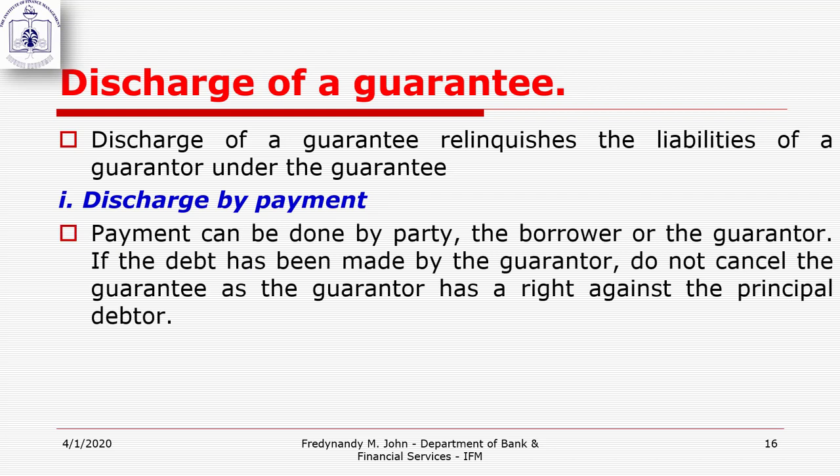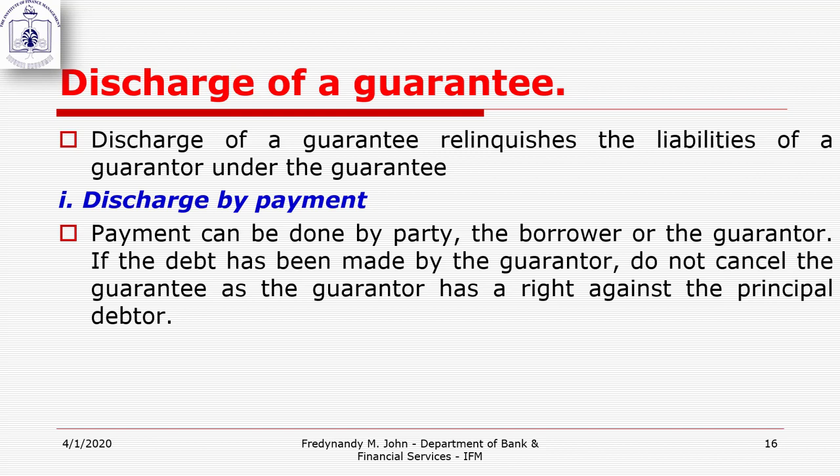Discharge by payment simply means that a guarantor or the principal debtor has fully paid the borrowed funds. That is to say, payment can be made by either the borrower or the guarantor. If the debt has been paid by the guarantor, it does not cancel the guarantee, as the guarantor has a right against the principal debtor. Very important to remember the doctrine of subrogation. If the guarantor is the one who has fully repaid the debt, remember, a banker is supposed to hand over all those securities that were pledged by the principal debtor to the bank.